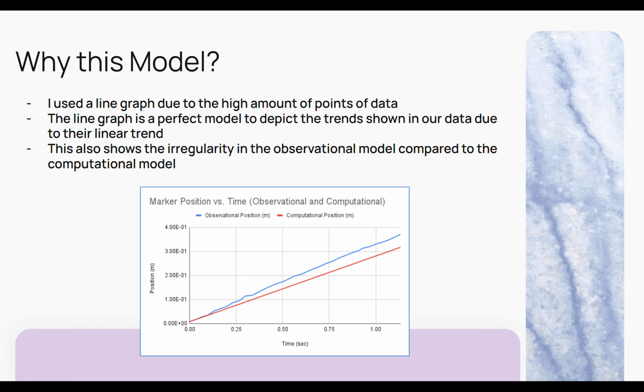Why did we use this model? I used a line graph because of the amount of points that we had. If I used a bar graph or any other graph, that would be illogical. And it also shows the perfect linear trend that both models exhibit, and it shows the irregularity in the observational model.